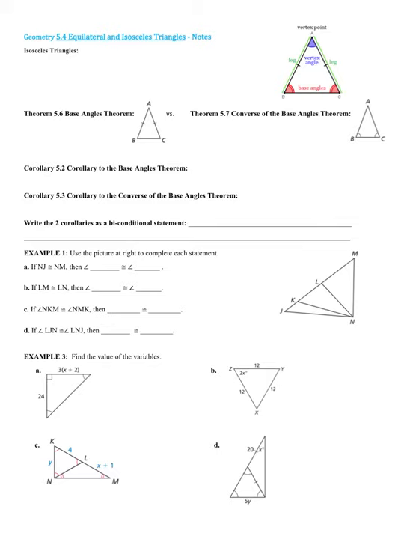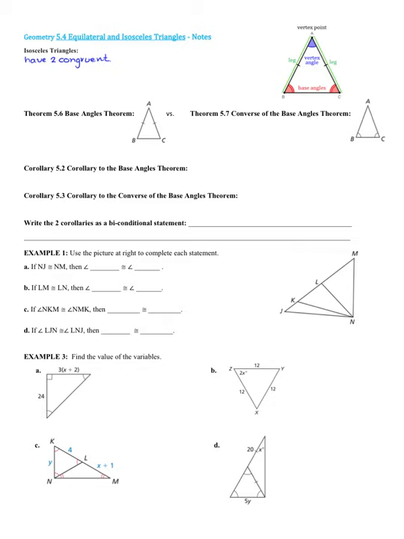Hello, geometry! So here's the video about equilateral and isosceles triangles. Everything you ever wanted to know. All right, so we know that isosceles triangles have two congruent sides. And because of that, it has all kinds of special properties that go with it.